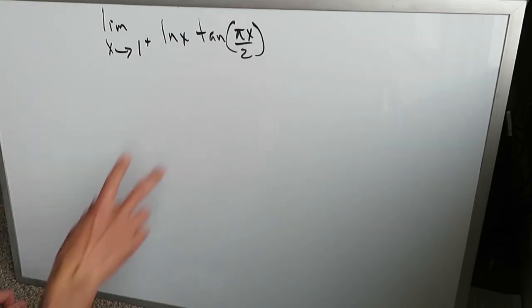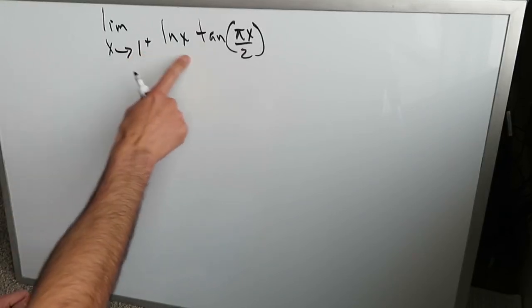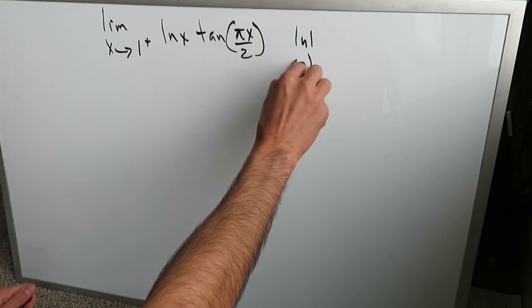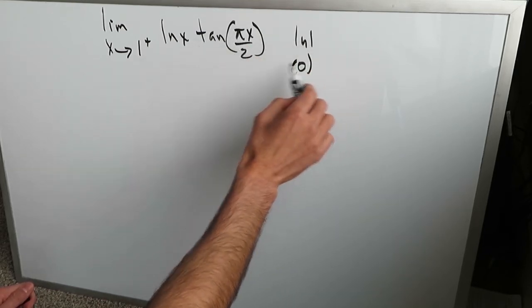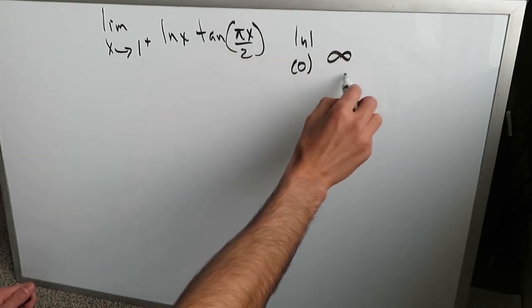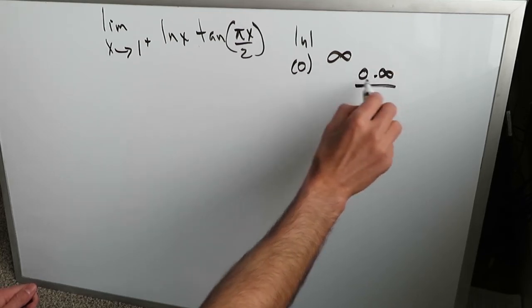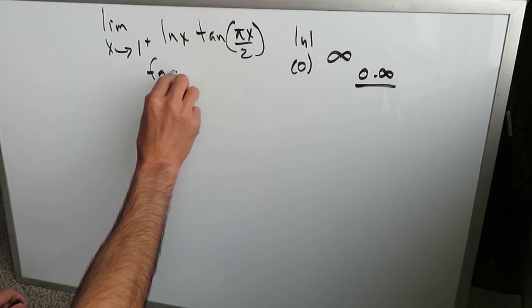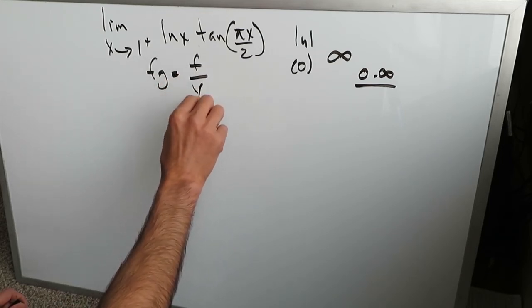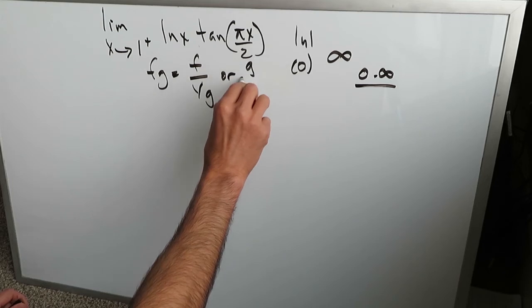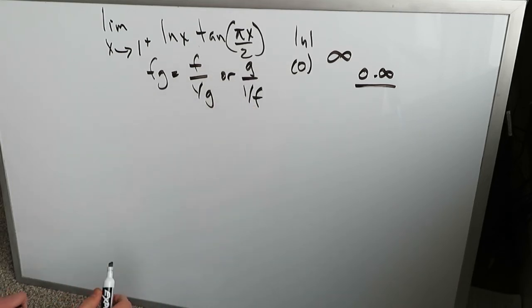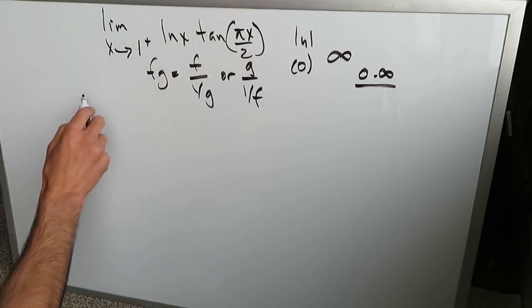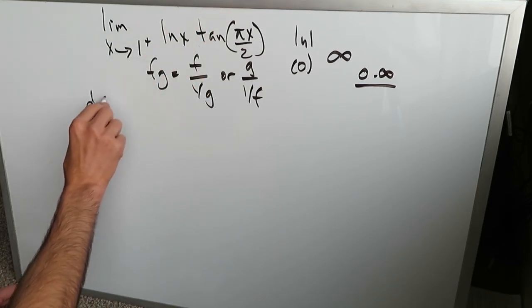Let's look at this one over here. It's a product of two functions. If I were to put 1 in over here, in place of these x, I'll get natural log of 1, which is a 0, and tan of pi over 2 is undefined, infinity. So I have a 0 times infinity type. So I know I have to use a quotient rule over here. I have to do either this, fg becoming f over 1 over g to make it a quotient, or I have to do g over 1 over f. Now the problem is, which one am I going to do? Here's my f and g. I'll just keep the natural log in the numerator and I'll proceed with that.